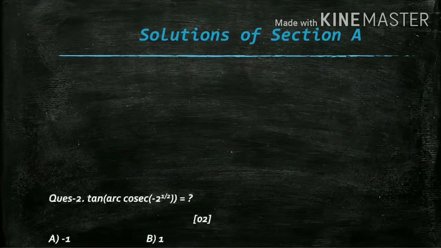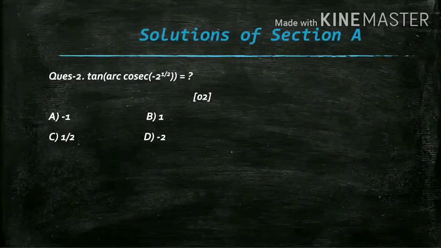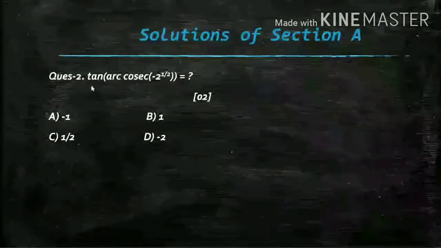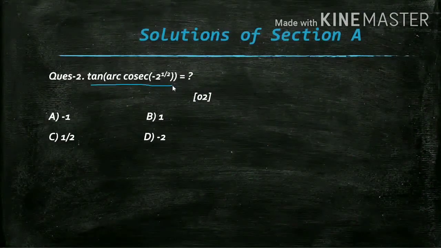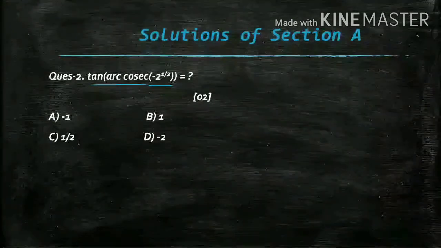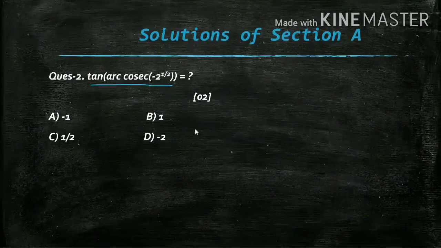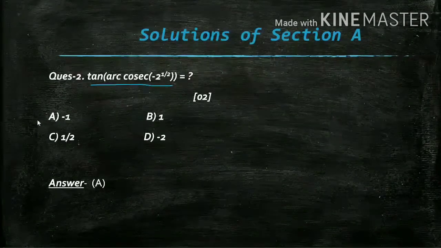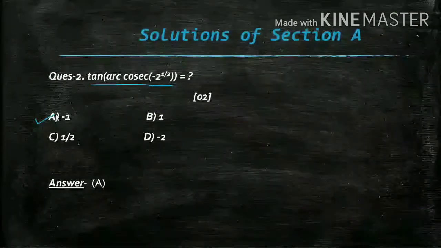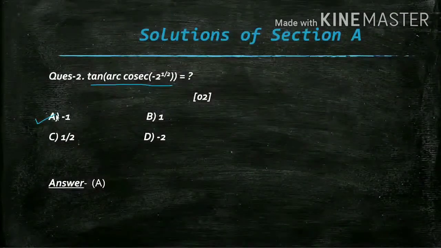The second question was asking you to find the value of tan arc cosec of minus root 2. Now it looks a bit typical, but actually it's not typical if I just show you how to do this. So let me tell you the answer first. The answer is minus 1, and it's actually a very easy question to give you.